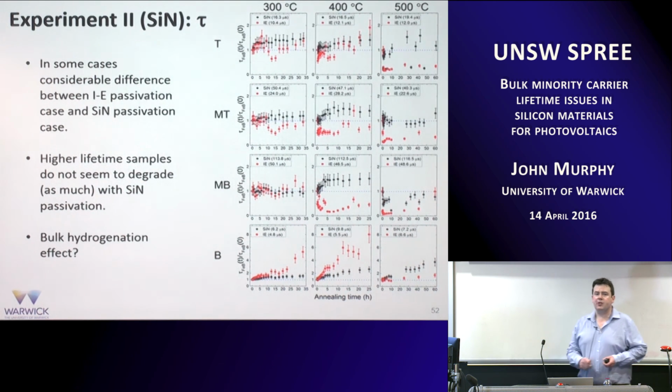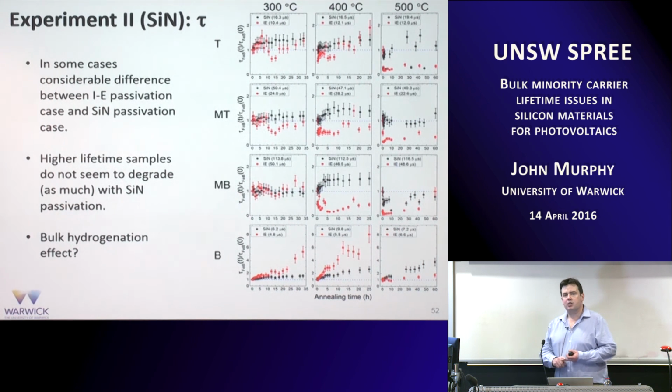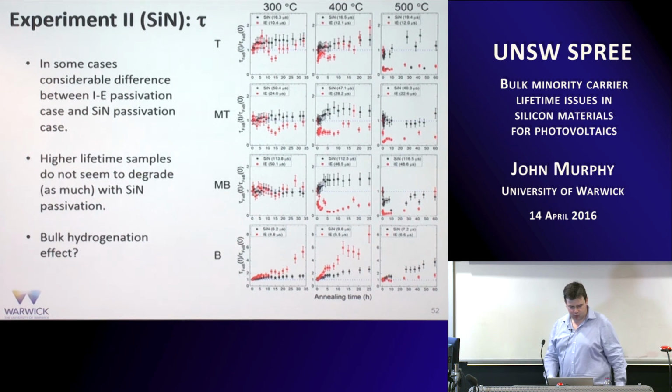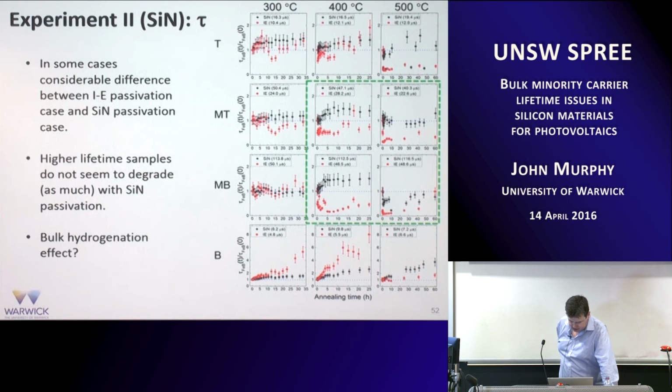And so we get very different behaviour depending on whether silicon nitride is used or iodine ethanol is used for surface passivation. And we explain that in terms of hydrogen. We have no direct evidence for hydrogen being involved. It's very hard to measure low hydrogen concentrations. But there's a really big difference between the passivation types used.